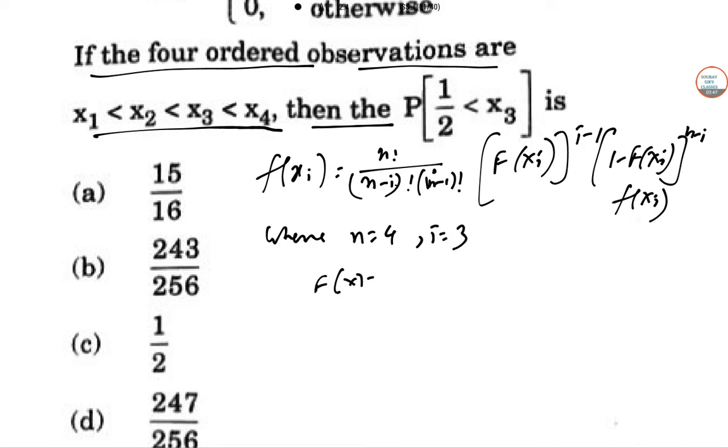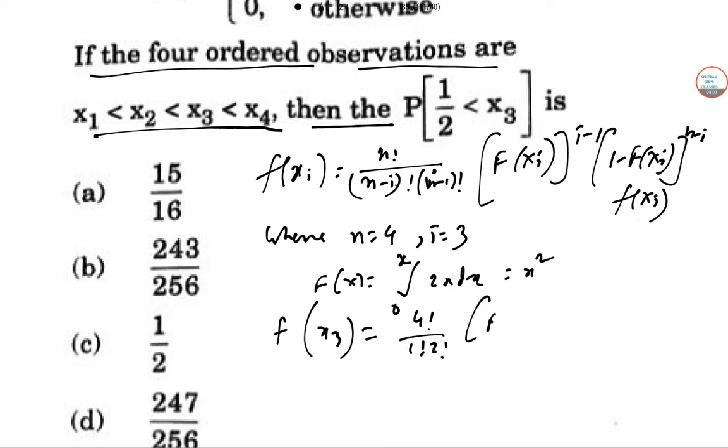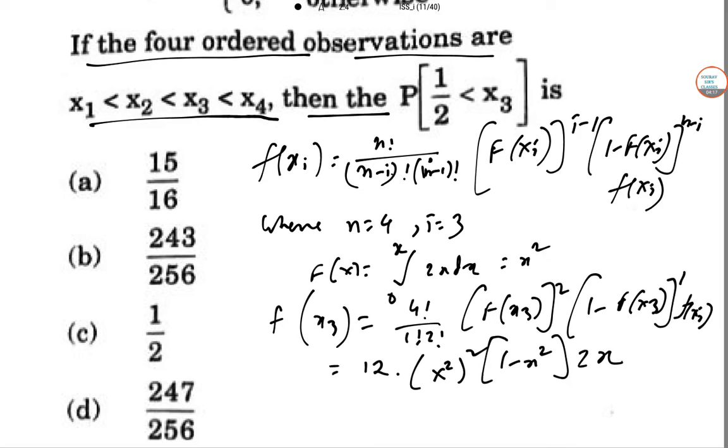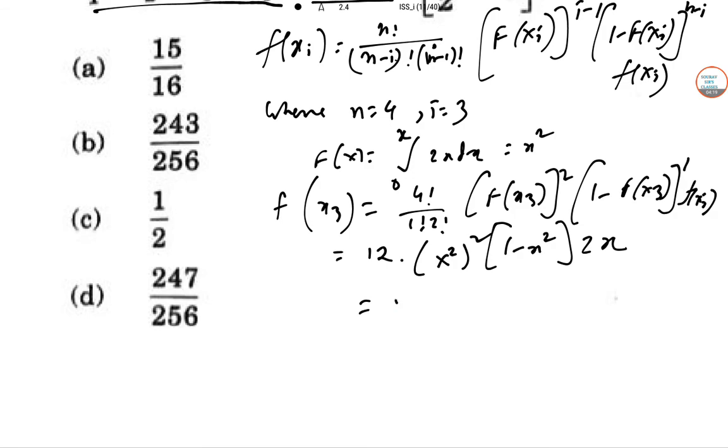So F of x equals the integral from 0 to x of 2x dx, which is equal to x squared. So f of x3 equals 4 factorial over 1 factorial and 2 factorial, into F of x3 whole squared, 1 minus F of x3, and f of x3. So that is 12 times x square whole square, 1 minus x square, and this is 2x. So f of x3 will give you 24 x to the power 5 into 1 minus x square.